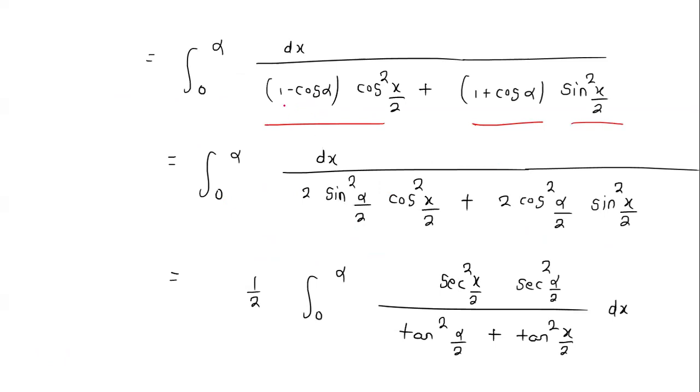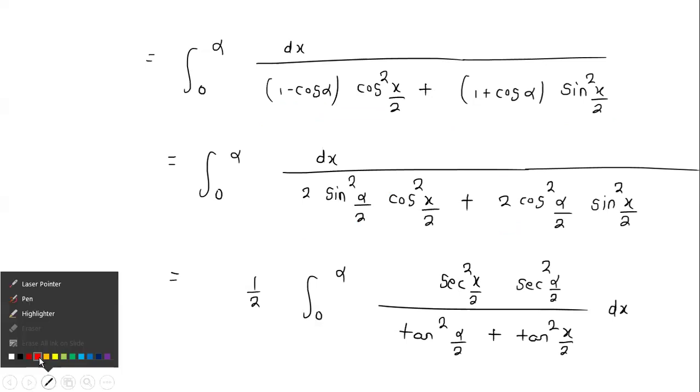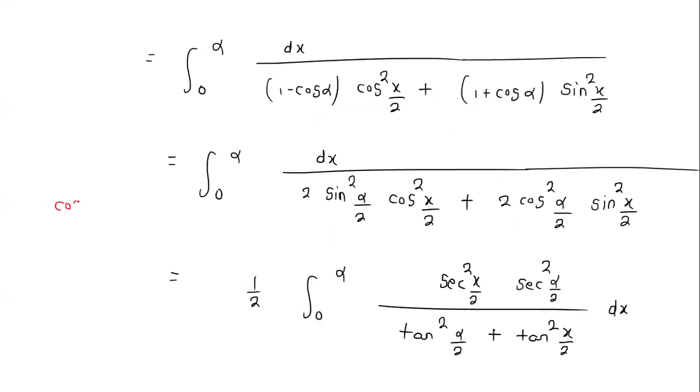Now you can write this 1 minus cos alpha as 2 times sin alpha by 2 whole square, and this 1 plus cos alpha as 2 times cos alpha by 2 whole square. Now from here you can take cos x by 2 whole square and cos alpha by 2 whole square outside. So 1 divided by this will become sec x by 2 whole square, sec alpha by 2 whole square multiplication, and here sin alpha by 2 whole square divided by cos alpha by 2 whole square will become tan alpha by 2 whole square, and here it will become tan x by 2 whole square.